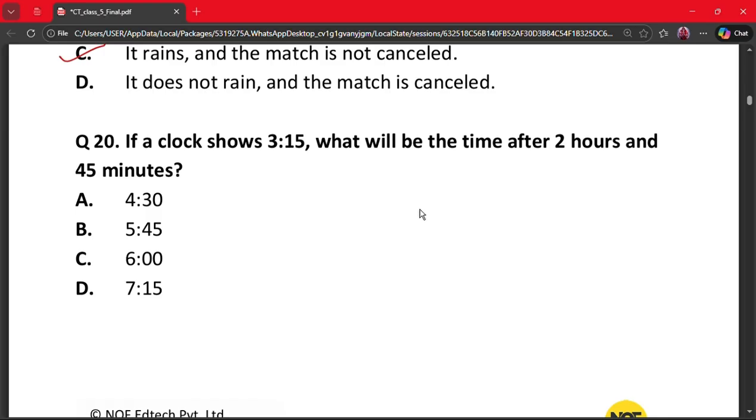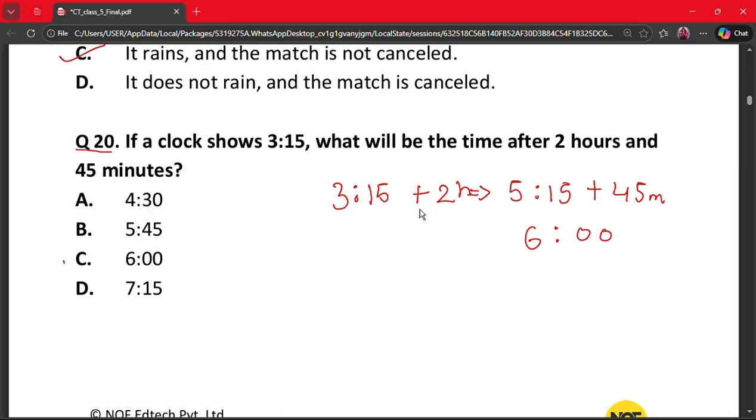The next question is question number 20. If a clock shows 3:15, what will be the time after 2 hours and 45 minutes? A. 4:30, B. 5:45, C. 6, and D. 7:15. So 3:15 plus 2 hours gives us 5:15, and 5:15 plus 45 minutes gives us 6. So our correct answer is option C, that is 6 o'clock.